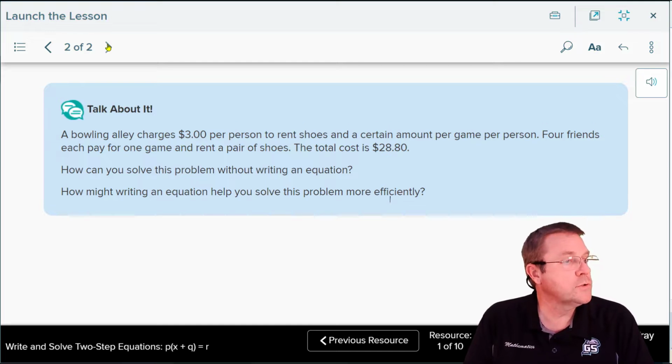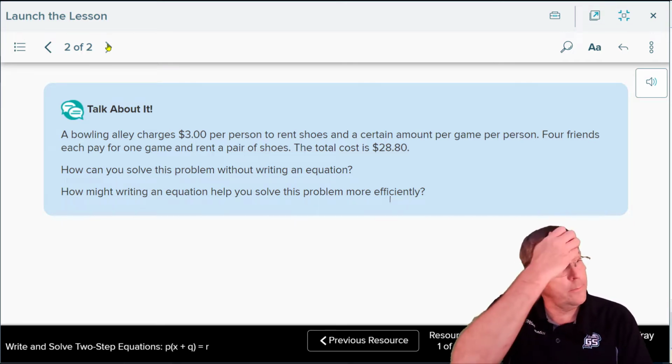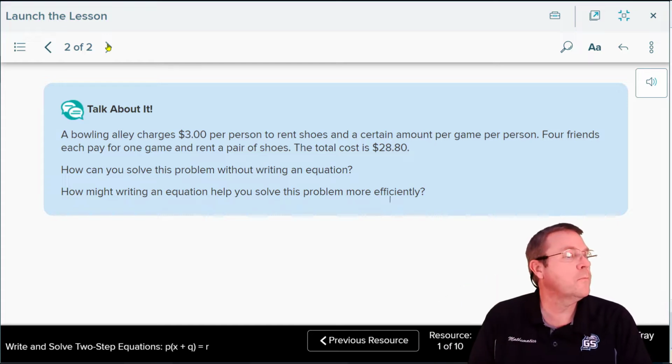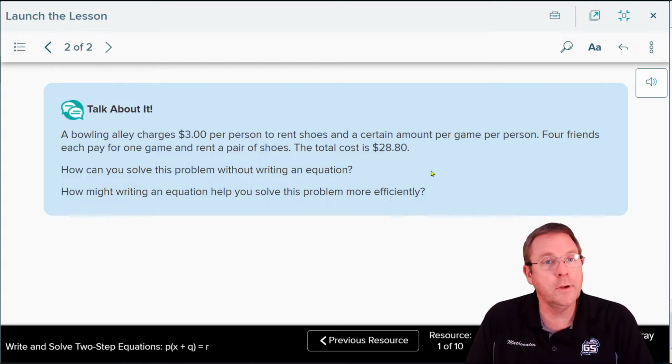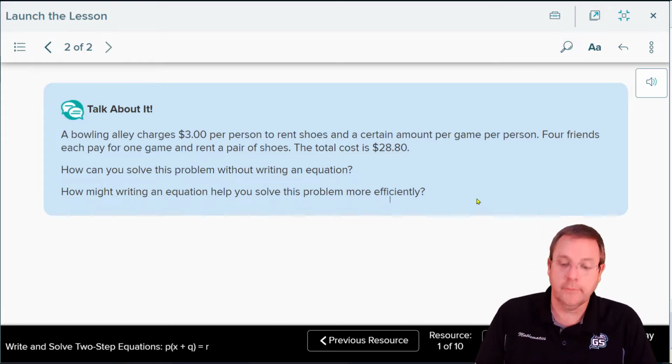A bowling alley charges $3 per person to rent shoes, a certain amount per person per game, and 4 friends pay for 1 game and rent 1 pair of shoes. The total cost is $28.80. How can you solve this problem without writing an equation? And then how might writing an equation help you solve this problem more efficiently? These are some of the things we're going to be talking about as we get into this lesson.